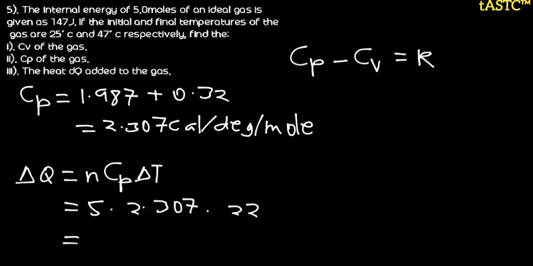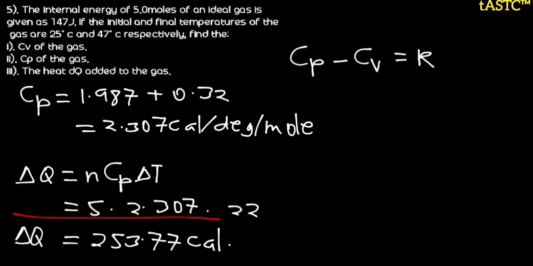So that will give us 253.77. Now, this of course is going to be in calories. So that is dq. dq is equal to 253.77. That is the answer for that question.